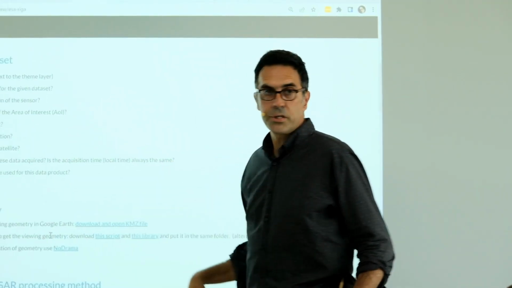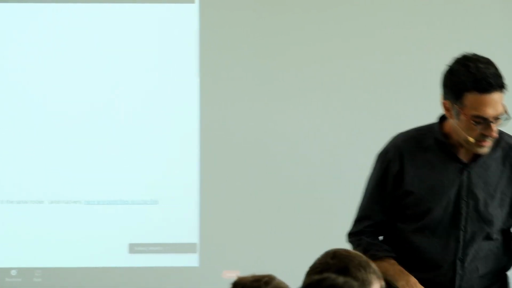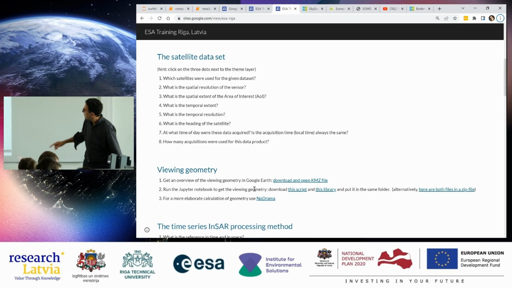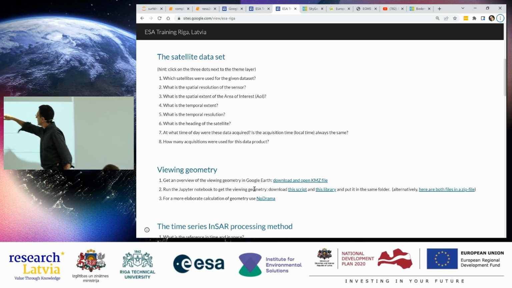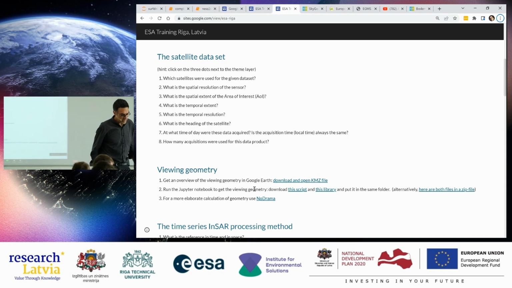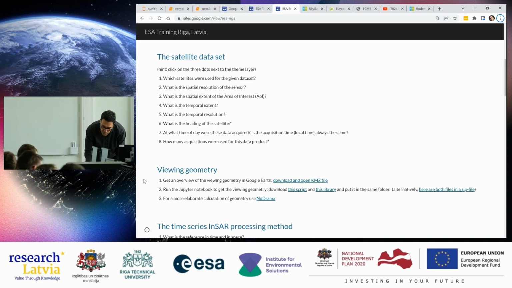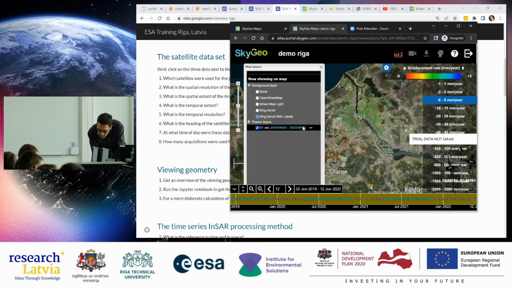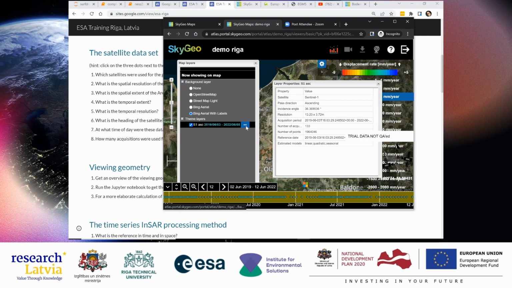Now the spatial resolution of the sensor is something that is in the browser. If you click on these 3 dots that I was talking about, you can get that information, the spatial resolution and spatial area extent. Let me show you. The 3 dots here are these two, get layer information. Okay, so now we know that we have the Sentinel-1 mission.